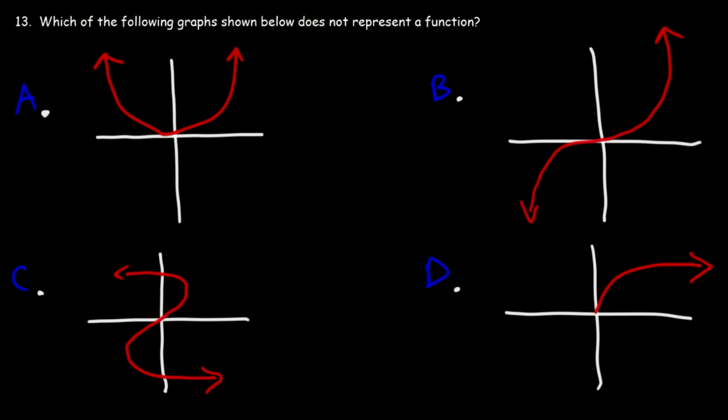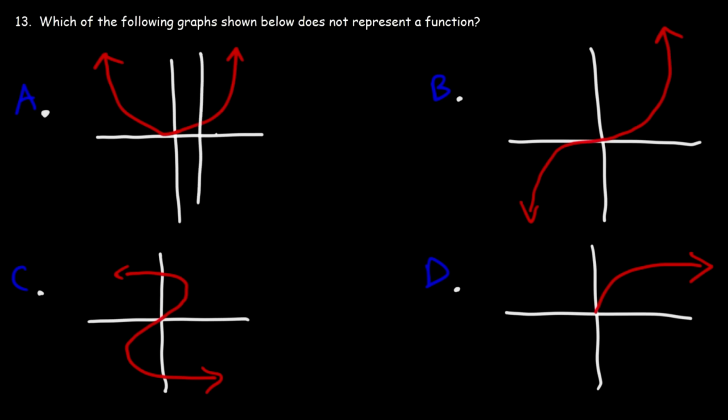Number 13, which of the following graphs shown below does not represent a function? So what do you think we need to do here? How can we tell if a graph represents a function or not? What type of test do we need to use? We need to use something called the vertical line test. If the graph touches the vertical line more than once, it is not a function.